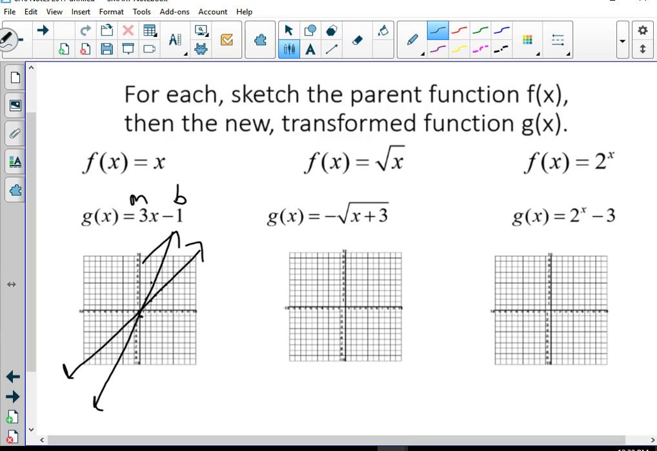Okay, square root of x looks something like this. We're not going to be exact. That's the square root function from our parent page. Now, plus 3. Which way does it move, left or right? It's underneath the radical, so it moves left. So we're actually going to be out here, starting 1, 2, 3, and it's going to be flipped.